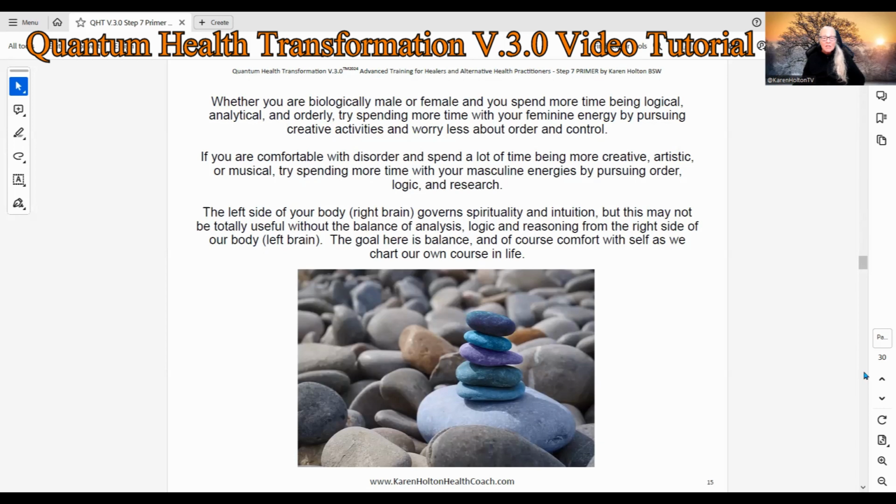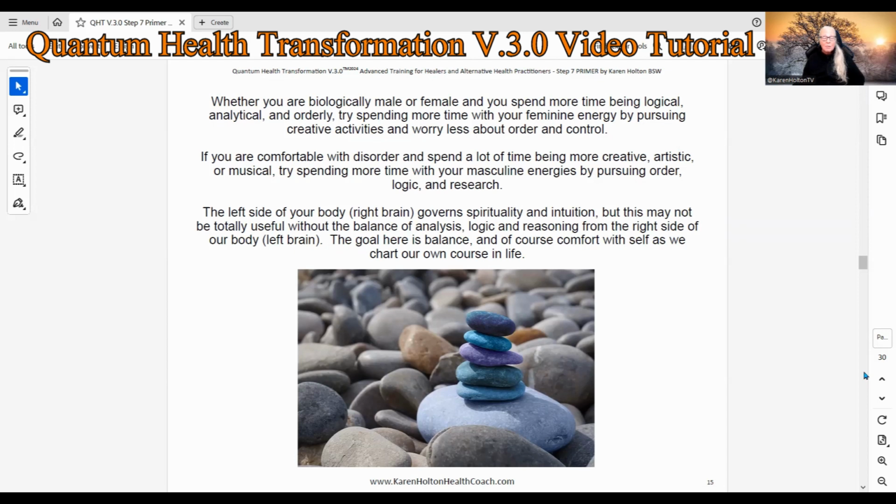Whether you are biologically male or female, if you spend more time being logical, analytical, and orderly, try spending more time with your feminine energy by pursuing creative activities and worry less about order and control. If you are comfortable with disorder and spend a lot of time being more creative, artistic, or musical, try spending more time with your masculine energies by pursuing order, logic, and reason.